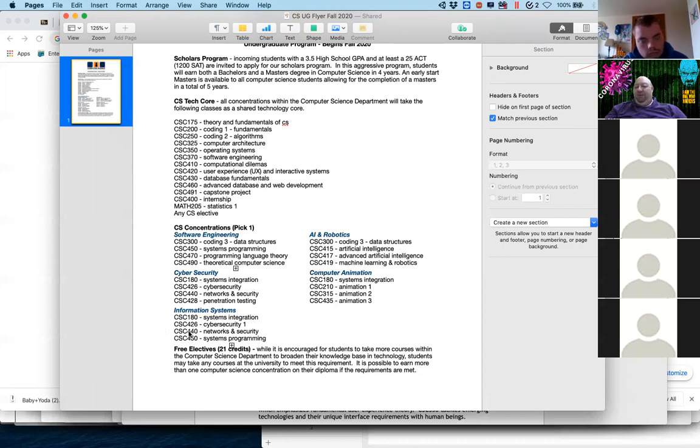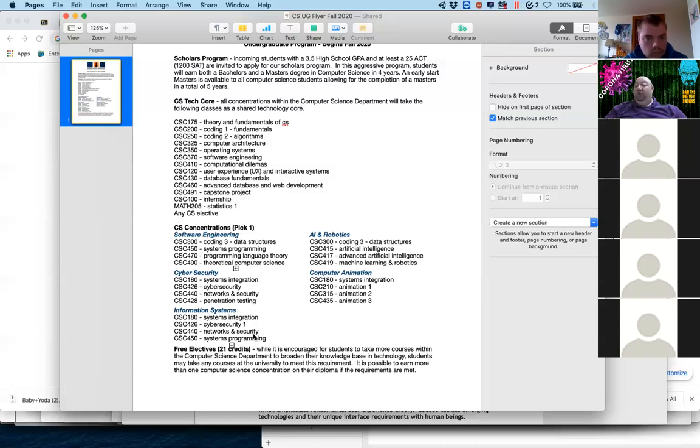Same is true for information systems. All 3 of those concentrations share that 180 class. And notice cybersecurity shares 180 and 426 with information systems, and 440 actually. So the only difference between information systems and cybersecurity is that instead of penetration testing, you take 450, which is actually from software engineering. So you can kind of paint as you go, but if you are strategic, you can actually fit up to 3 concentrations in here.